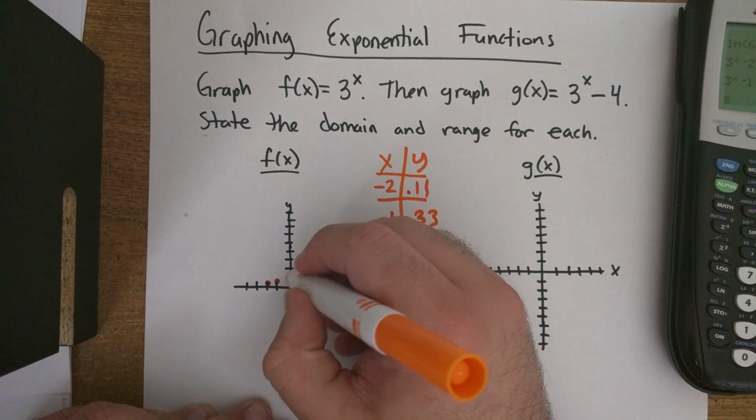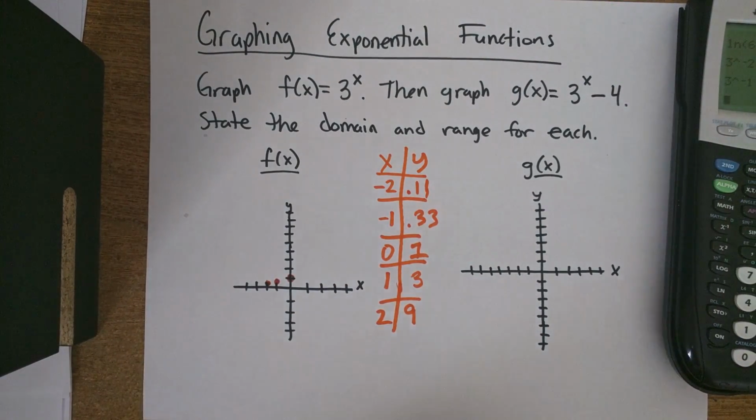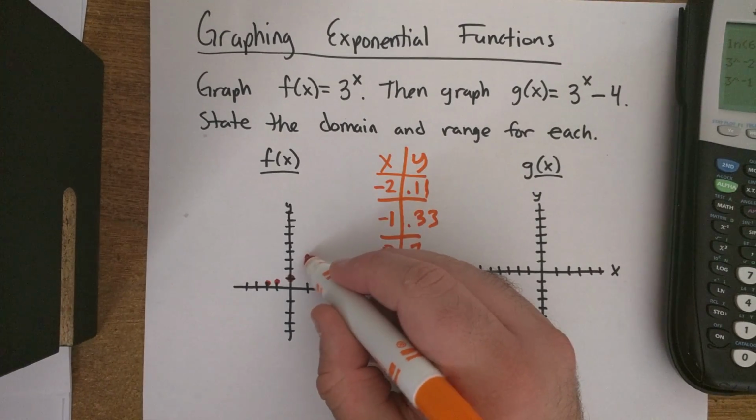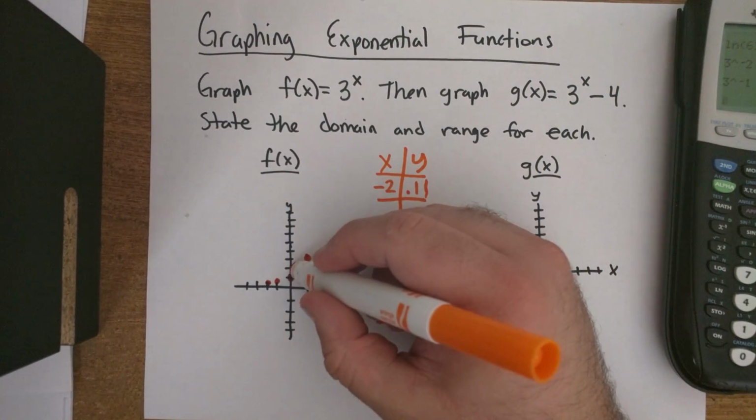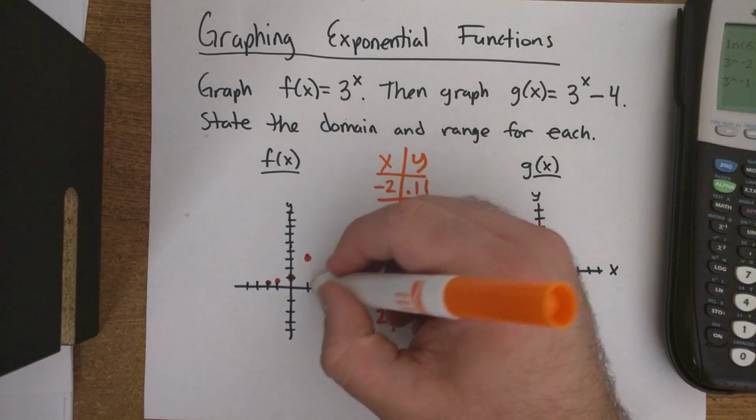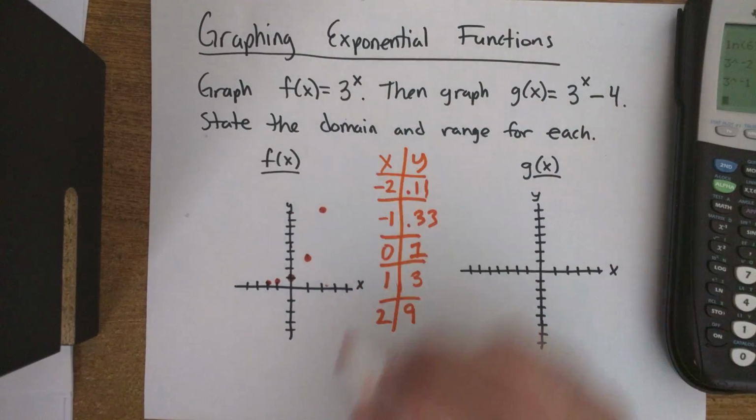0, 1 is right on the y-axis right there. 1, 3 is about right here. 2, 9. 1, 2, 3, 4, 5, 6, 7, 8, 9. 2, 9 is way up here.